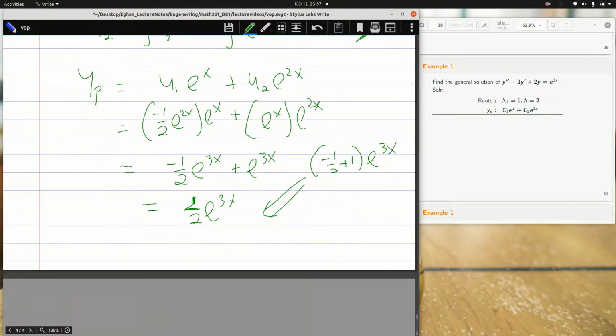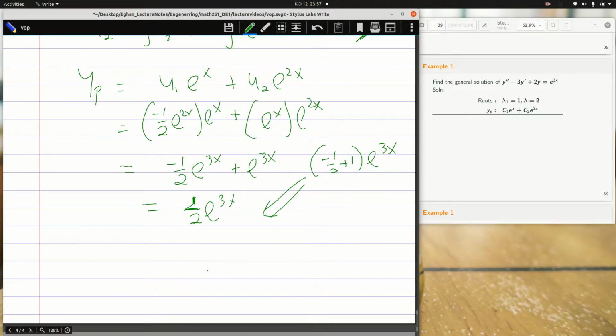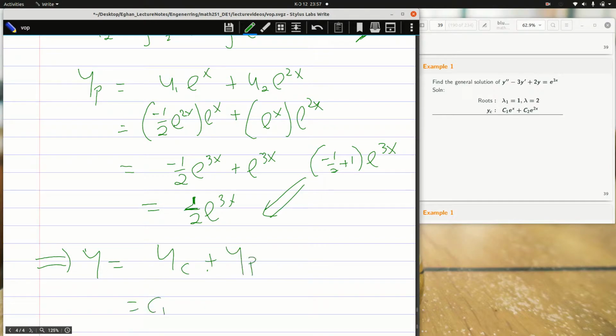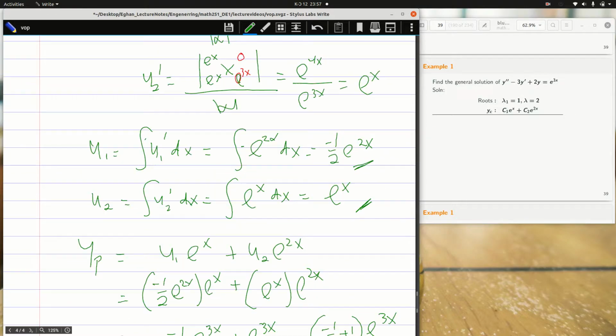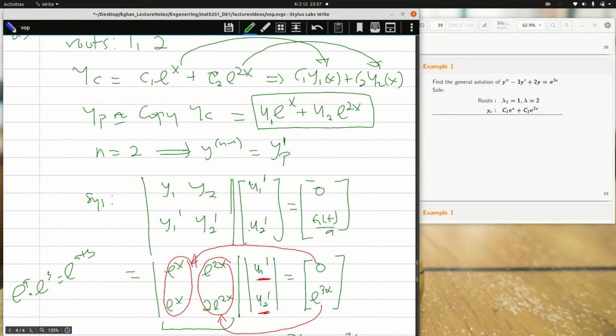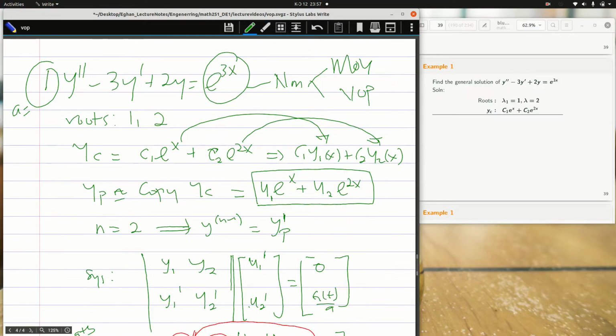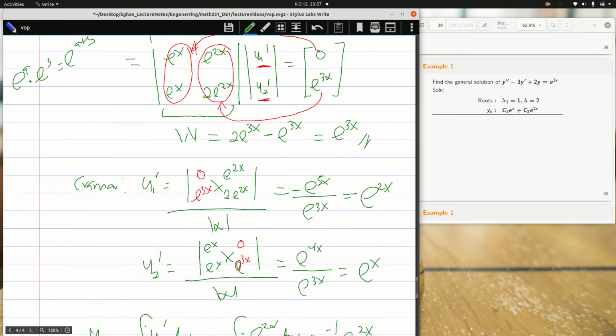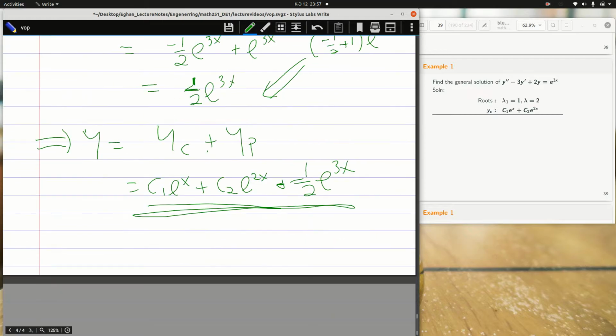Hence, I can write my final general solution, which is the complementary plus the particular solution. This is the final solution. It implies that if someone is using the MOU, we must get the same answer because it's a simple exponential function. I'll take 2 more examples and we'll be good to go.